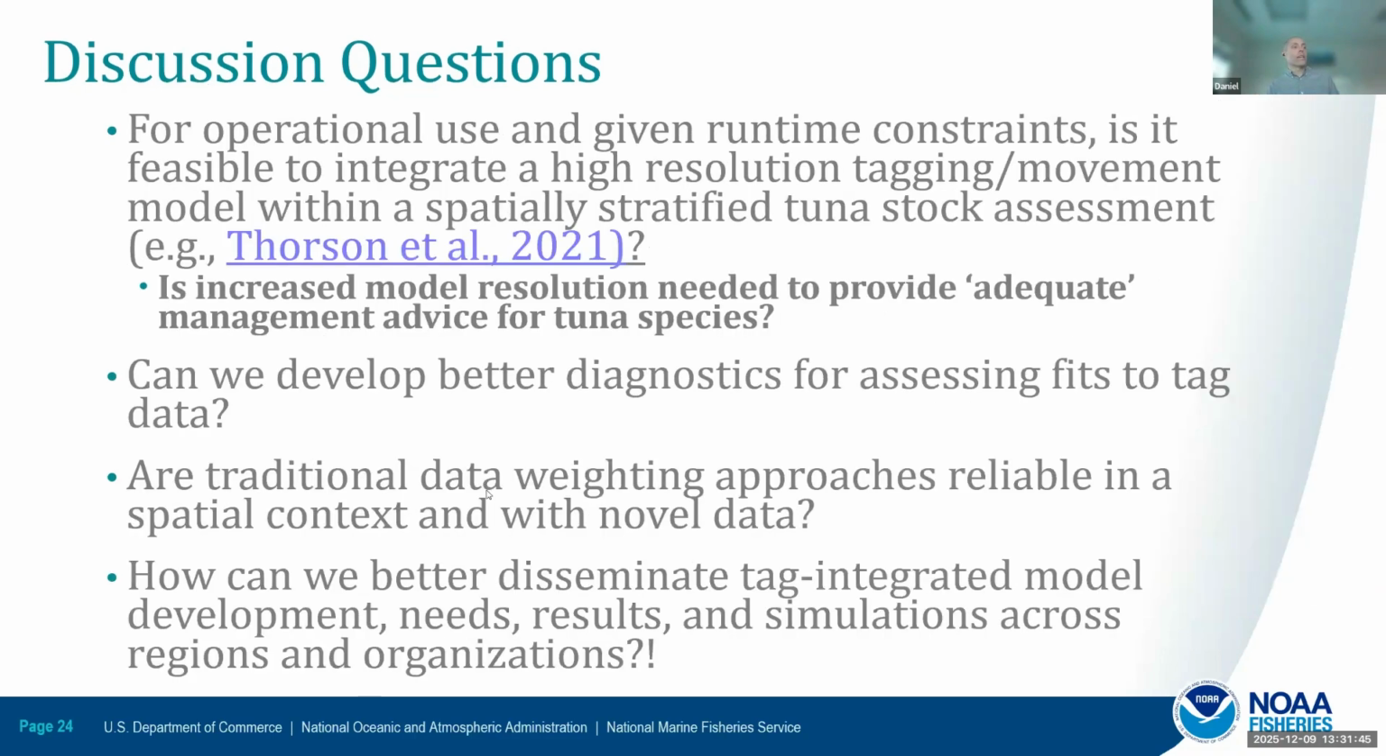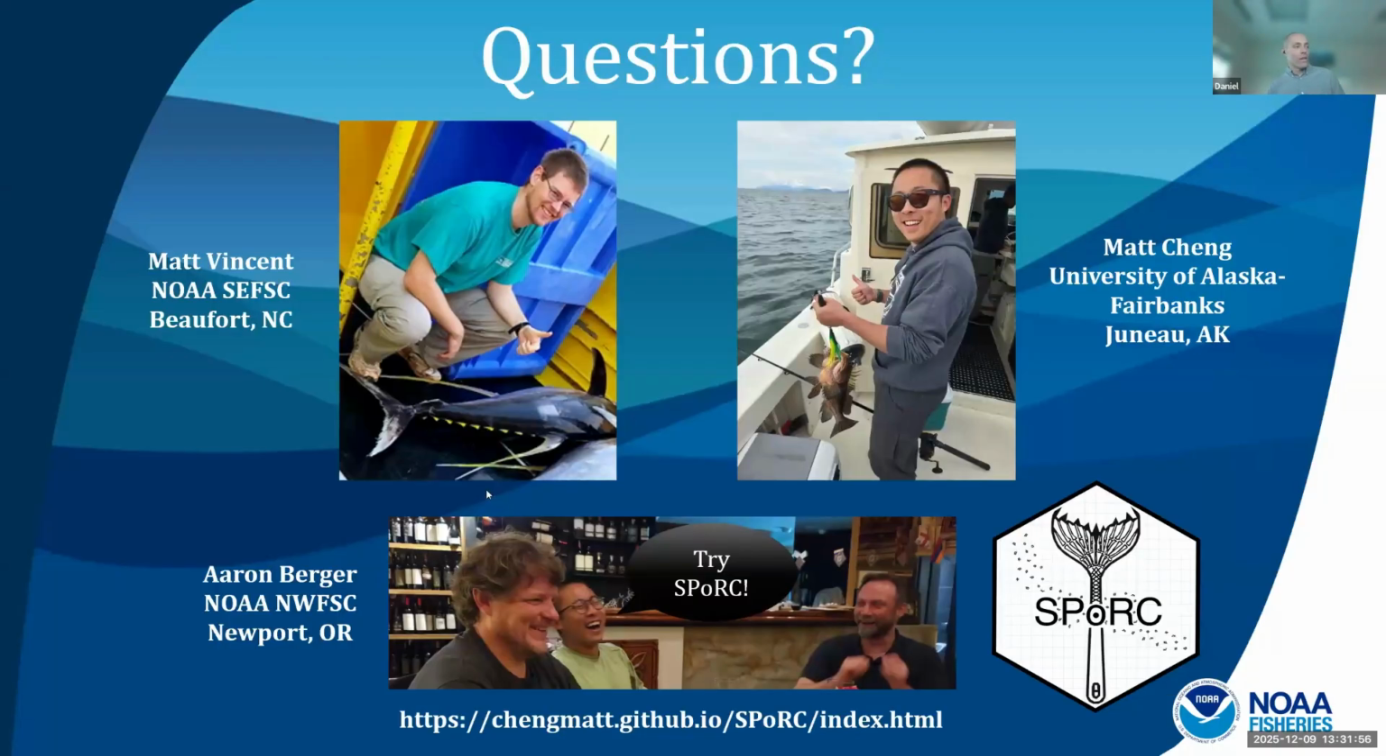So I think the other things are basic to assessments, like how do we deal with diagnostics for tagging? How do we deal with data weighting? Things like that. And I'd like to acknowledge my co-authors again, and also that Matt has a pretty fun model he's been developing that puts the spatial aspect at the forefront in the development. We haven't used it for tuna, but we've done it for sablefish with the tagging data. Thanks.